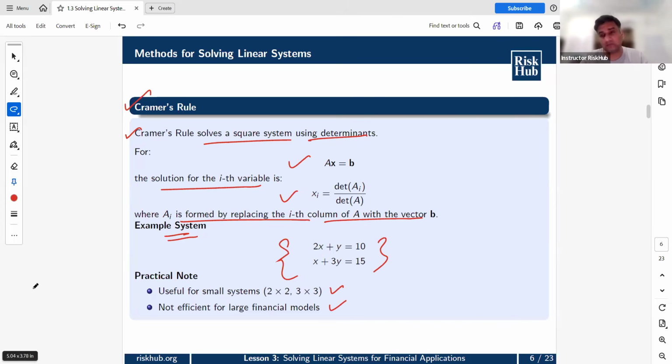Please understand Cramer's rule is not used operationally, but determinants matter everywhere. When we are doing your stochastic calculus, optimization, your PDE transformation. So conceptually, it is very, very important.